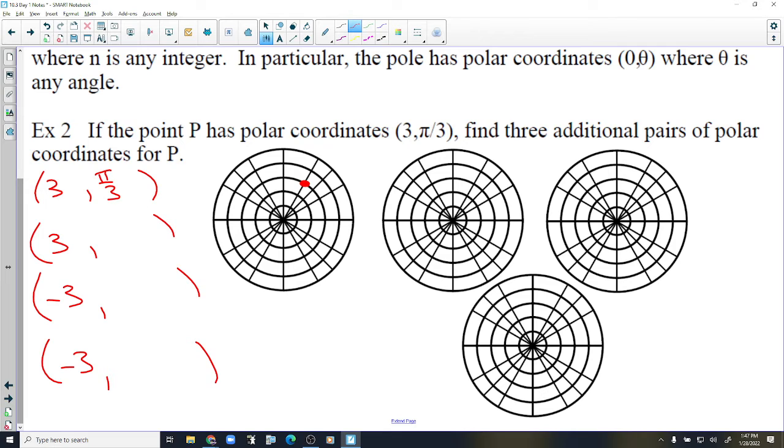There's the given one. Well, we went positive 3 with a positive angle. How about positive 3 with a negative angle? Instead of going this way, let's go this way. Let's go all the way around to here, which would be 1, 2, 3, 4, 5. Negative 5 pi over 3.